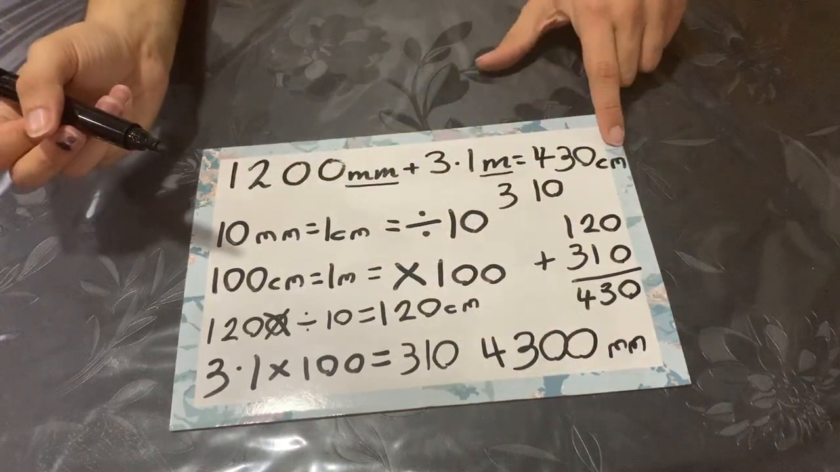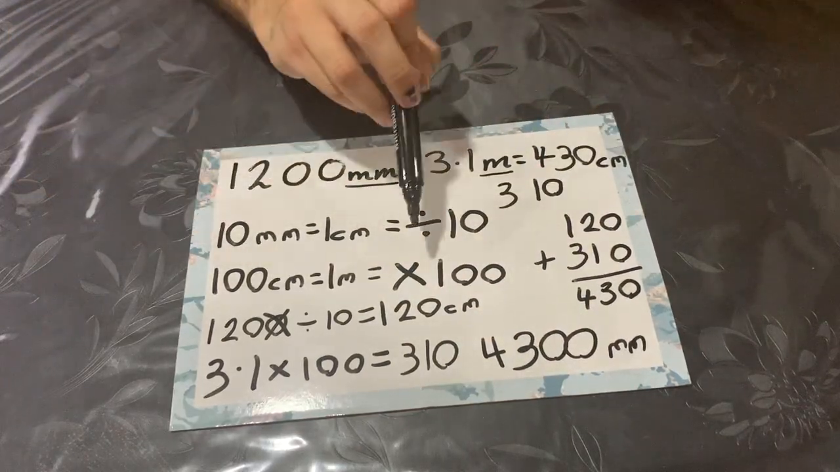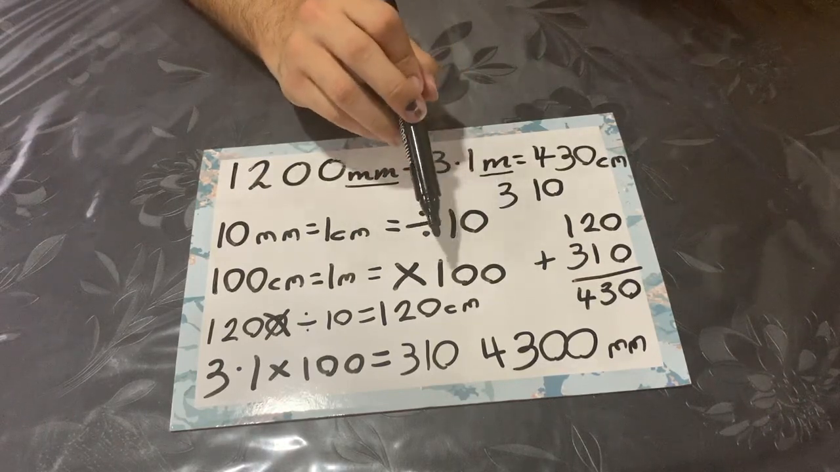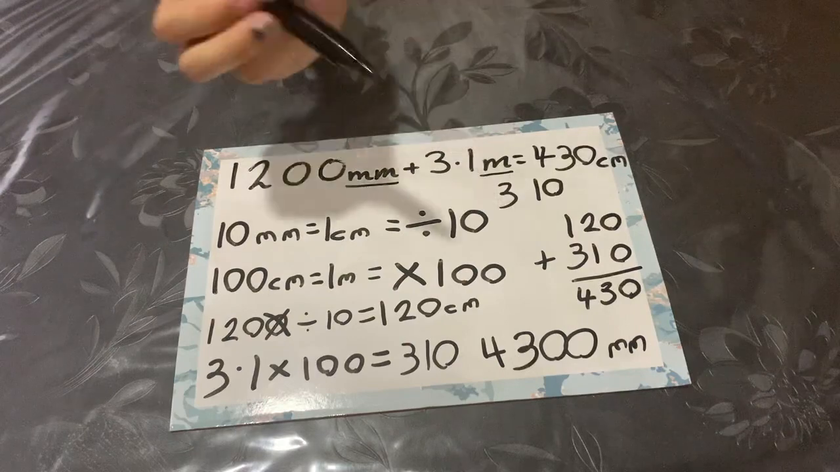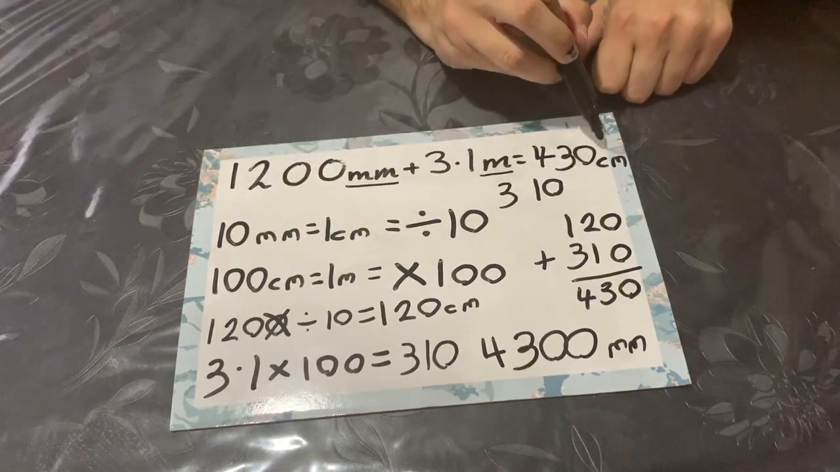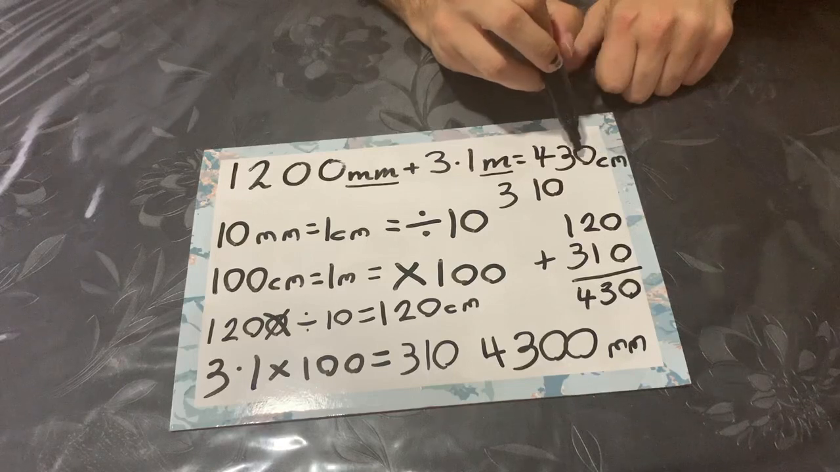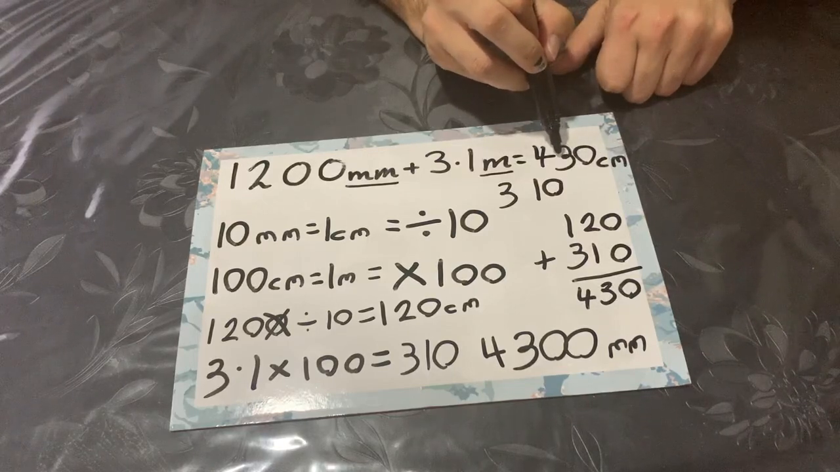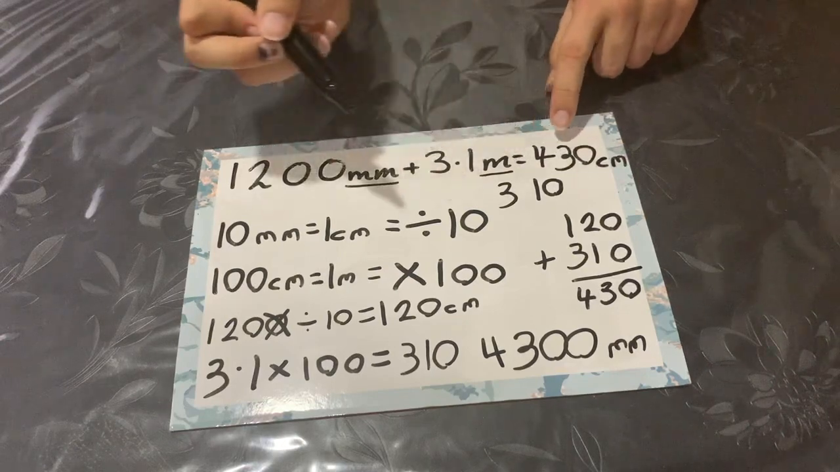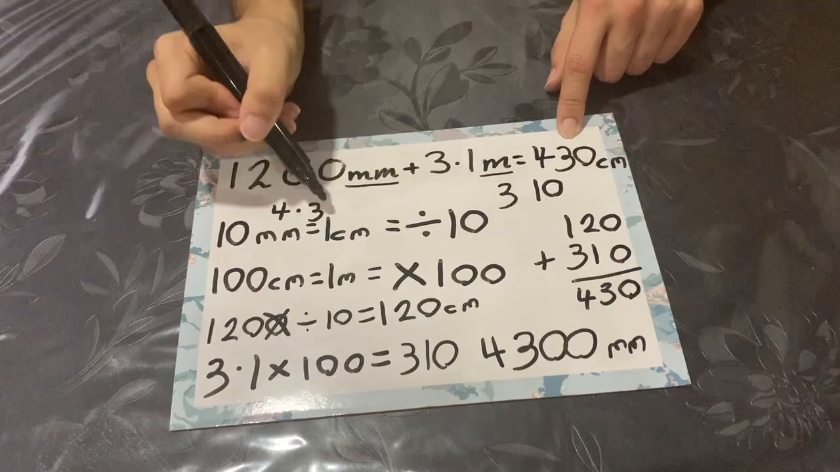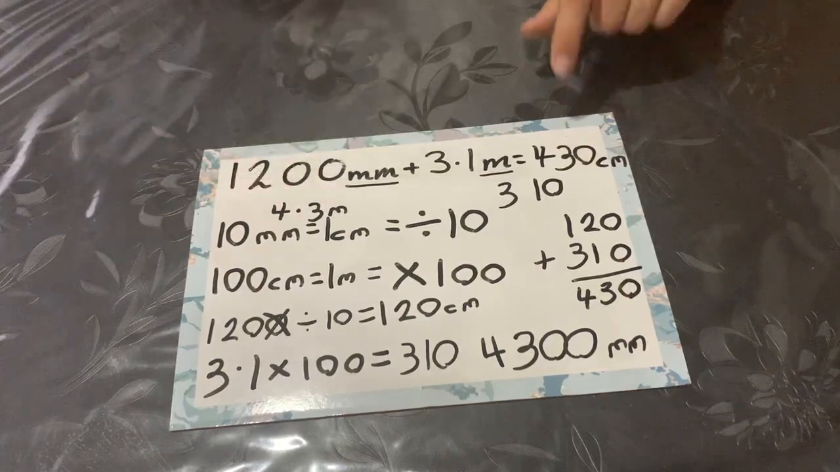And 430 centimeters into meters, I need to do the opposite of this. So instead of timesing by 100, I would divide by 100. So if I get my decimal point, it's right here, and I need to move it twice to the left. So if I divide by 10, it would be here, and divide by 100, it would be here. So my answer would be 4.3 meters.